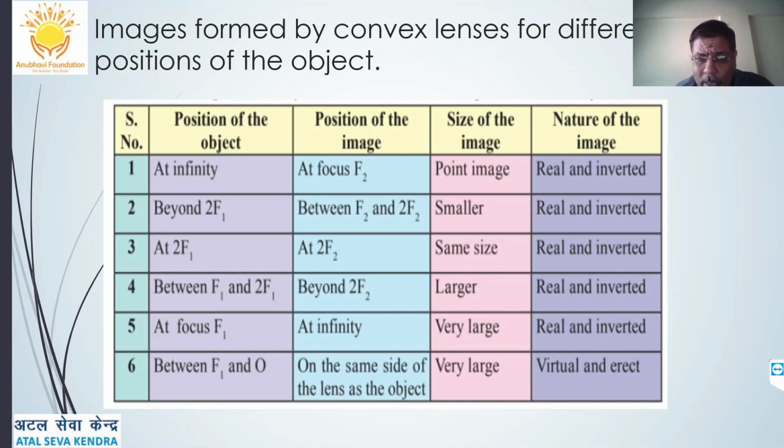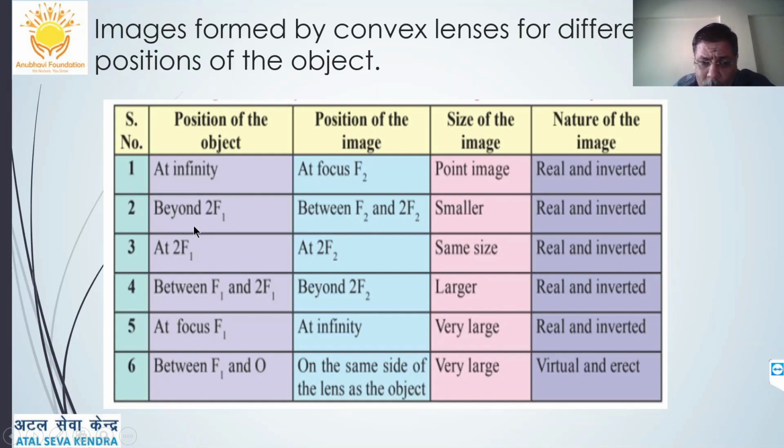When the object is placed at infinity, the position of the image is at the focus f2 on the other side of the lens. It's a point image. Point image means all the rays will converge at one point. Hence, a convex lens is called a converging lens, because all the rays of light which are incident parallel to the principal axis, after refraction, will all converge at one point, that is the principal focus. The nature of the image is real, inverted, and very small, or a point image.